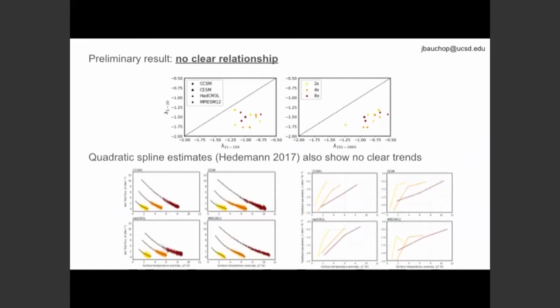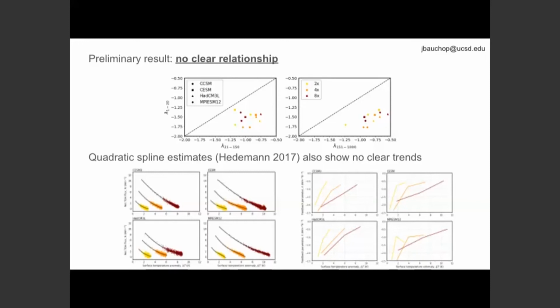So the preliminary result is that there's no clear relationship between CO2 forcing and the strength of the pattern effect. In the top row here on the left are the feedbacks diagnosed using Gregory regressions over years 1 to 20 on the y-axis, and years 21 to 150 on the x-axis on the left, and years 151 to 1,000 on the right. The different marker styles are the different models, and the different colors are the different forcing strengths, going from 2x in yellow to 8x in dark red.